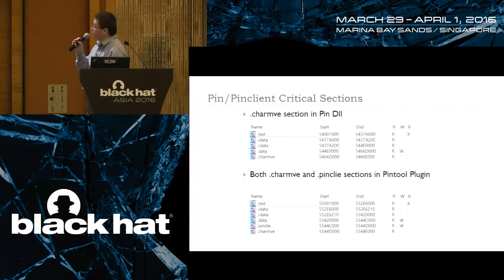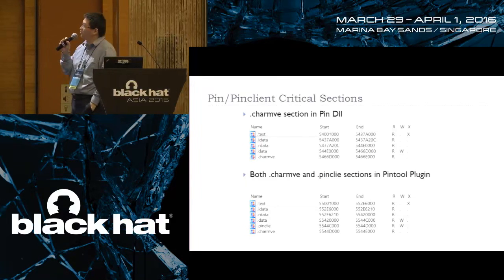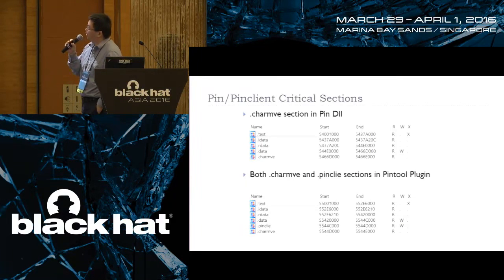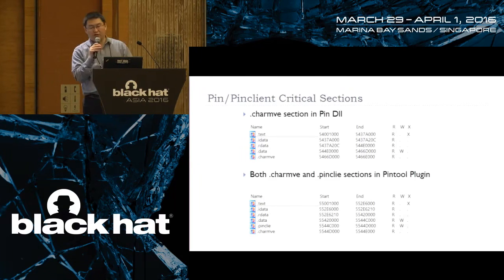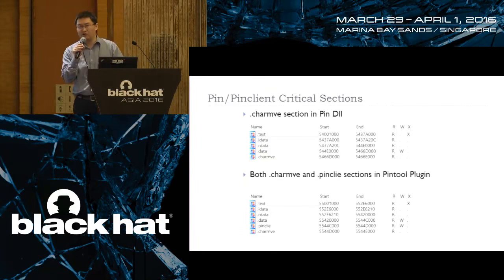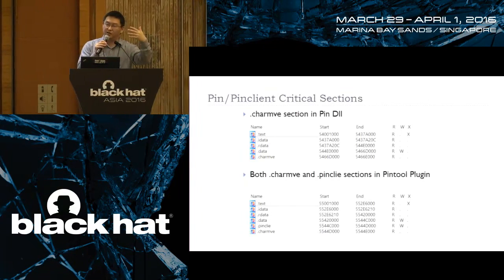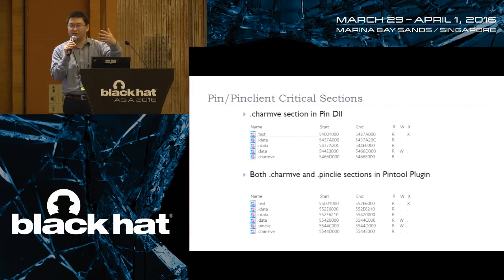Another critical piece of data here is that Pin has some special segments, for example the .charmve, and in the Pin plugin they also include another one like pinclient. So there's a bunch of critical functions in pinclient, this kind of place. If you change that, you just allow your code to be called by Pin in the Pin environment. At that time, of course, you take over the whole system, the Pin DBI environment.